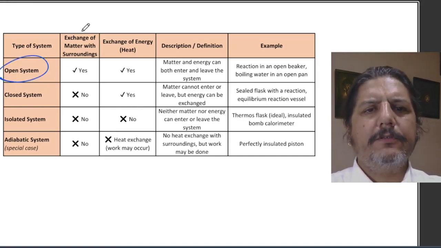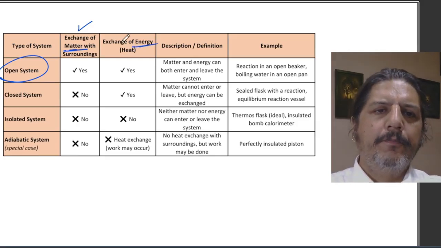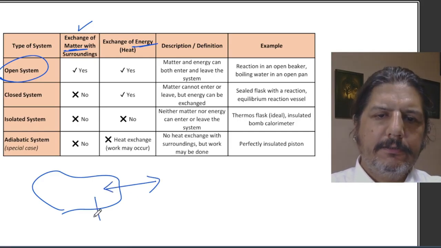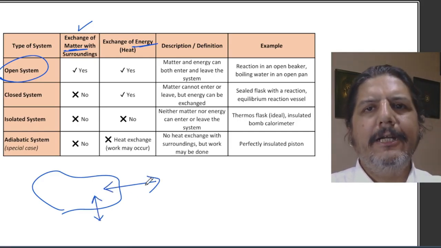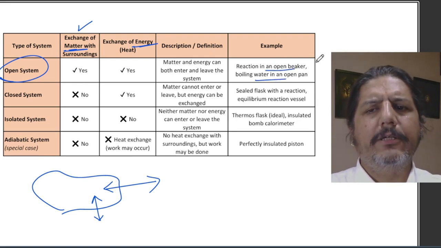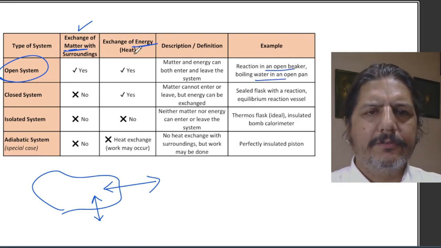So open systems are systems where both matter and energy can be exchanged with the surroundings. So for example, if this is an open system, matter can enter and leave the system, as well as energy can enter and leave the system. So it's an open system. Basically, a reaction in an open beaker, boiling water in an open pan. So these are the examples of open systems.